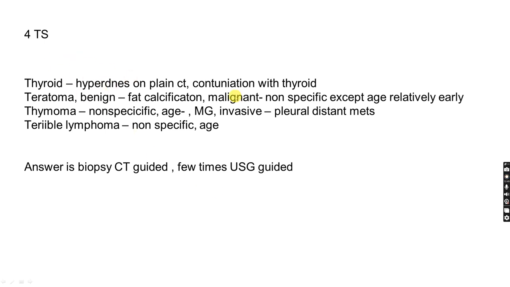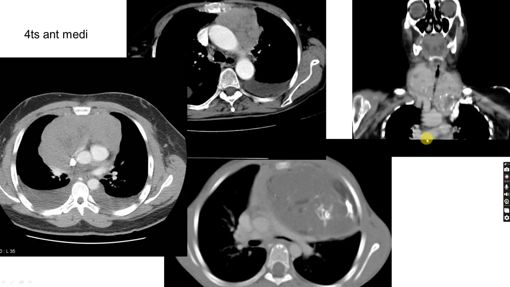Then to remember the 4 T's in the anterior mediastinum: thyroid, teratoma, thymoma, terrible lymphoma. We will see this in the image. This is the thyroid lesion with two important findings. One, it will be hyperdense on the plain CT because of the iodine content. Second, obviously it will be a continuation of the enlarged neck lesion or the enlarged thyroid going down into the anterior mediastinum. Teratoma: fat, calcium will be there.